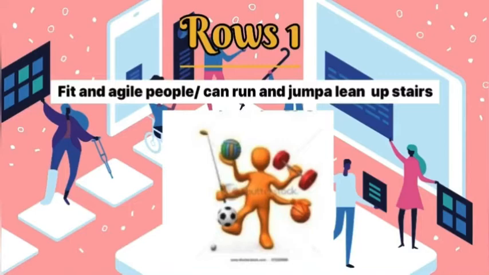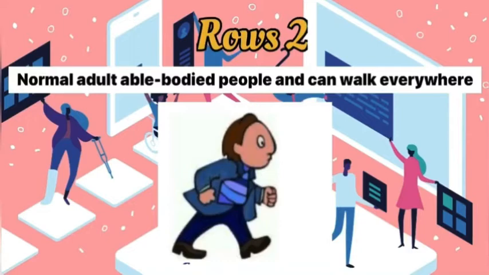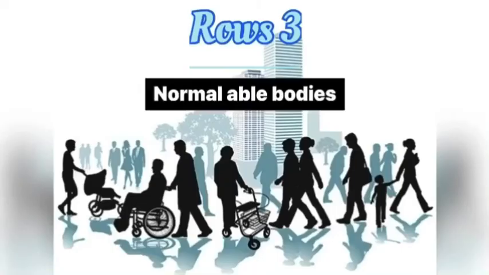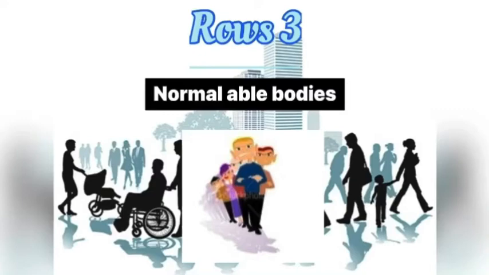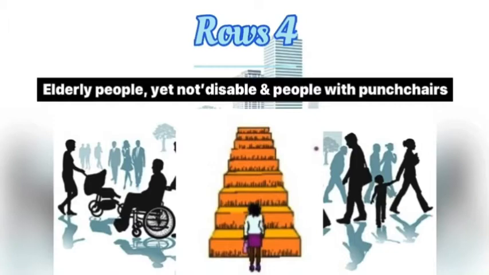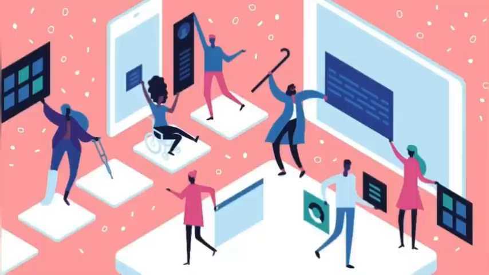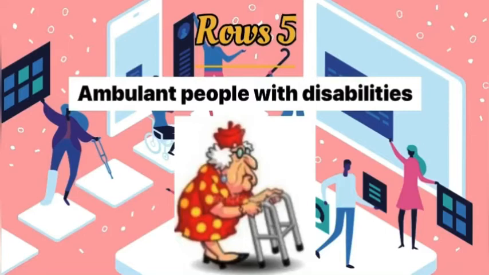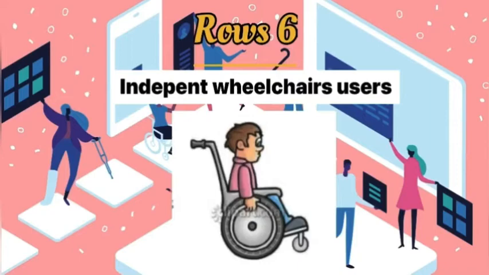Row 1, people can run and jump, leap upstairs. Row 2, normal adult able-bodied people who can walk everywhere. Row 3, also normal able-bodied adult people, yet not disabled, and people with punctures. Row 5, ambulant people with disabilities.